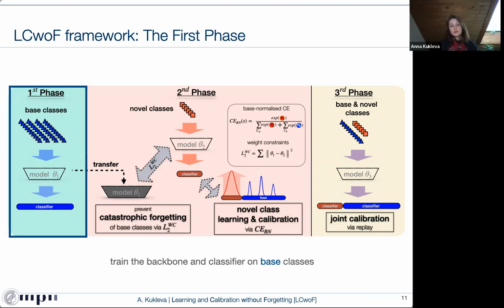So first phase, we take all base classes and basically pre-train our network, which we have here, parameter theta. We pre-train our network. It's usually ResNet 12 or ResNet 10. And we train a classifier for the base classes. It's the first phase, basically the first pre-training stage, supervised learning, nothing special.